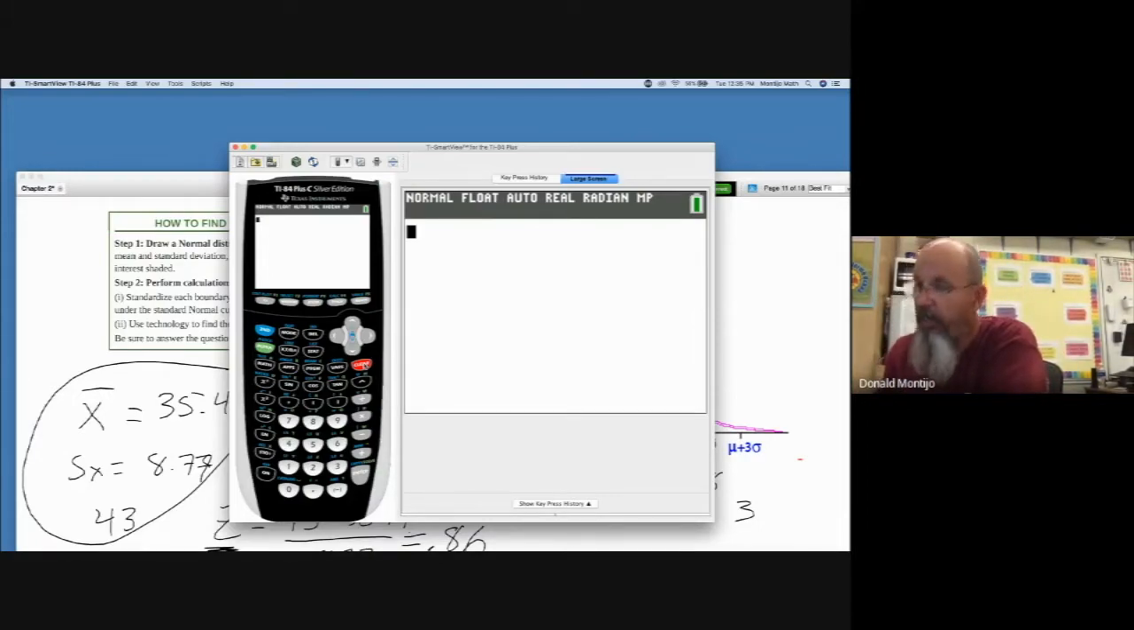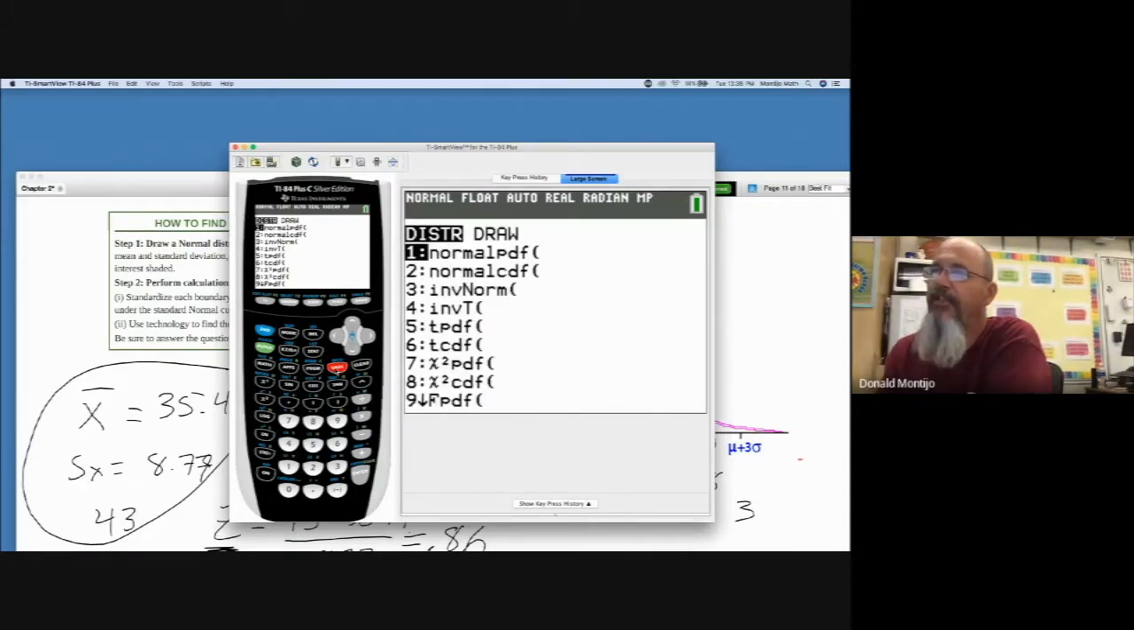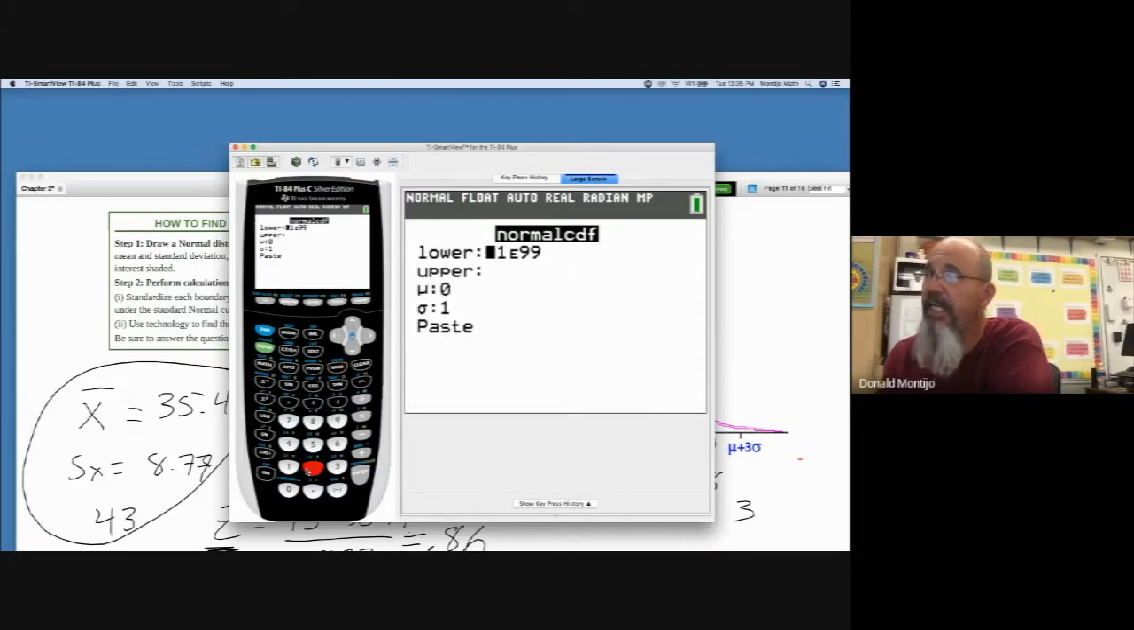So in our calculator, we can go to second distribution. So blue second, and then vars, or second vars, which is distribution. And then we can go to normal CDF. Normal CDF is going to ask us to put in the lower bound, the upper bound, the mean, and the standard deviation. So for my lower bound, I want it to go forever. Well, forever is a concept the calculator can't understand. It doesn't understand infinity, but I want it to go all the way to negative infinity.